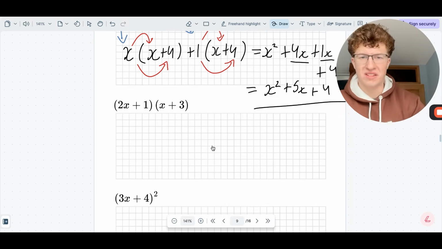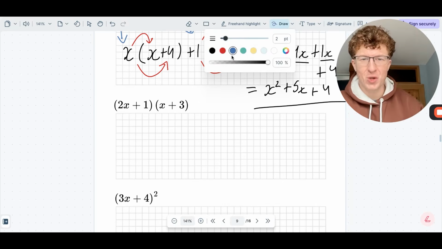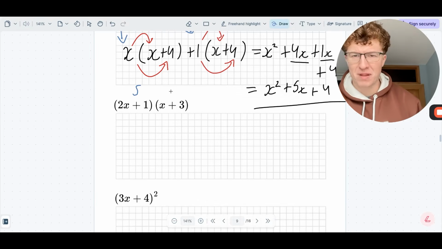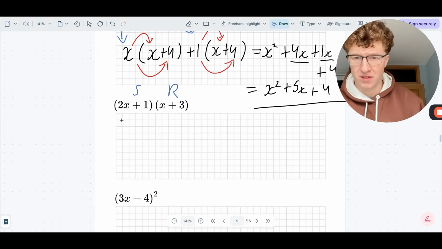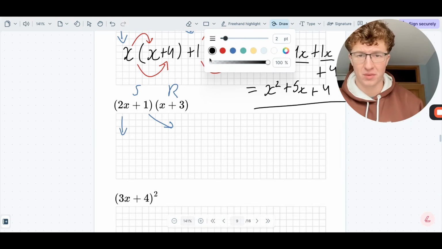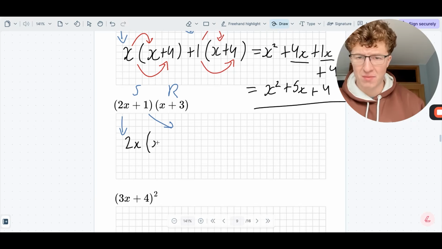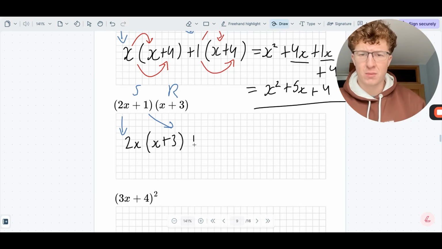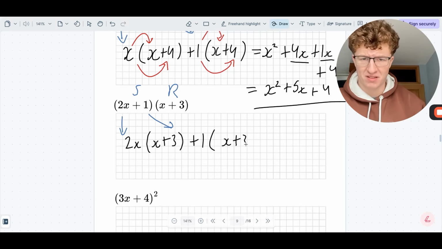Now, we'll do the same for this question here. 2 brackets multiplying every time. Split the first one, repeat the second one. Put the 2x down here, put the 1 over here, and repeat the second bracket. So we're going to have 2x times x plus 3 plus 1 times x plus 3.